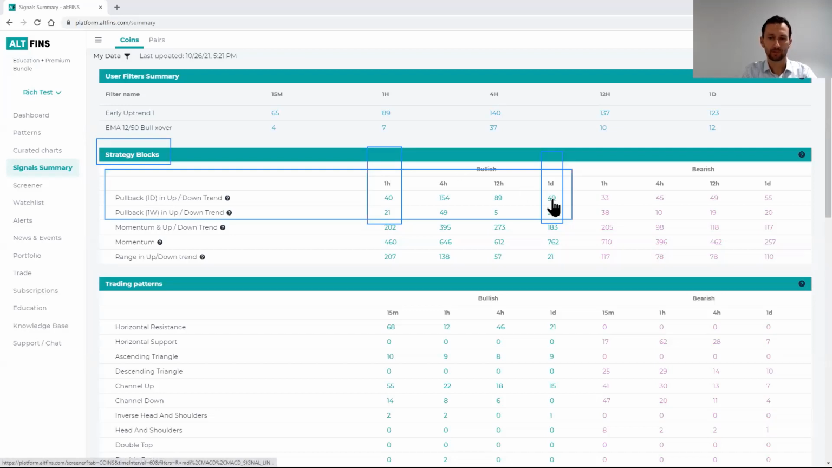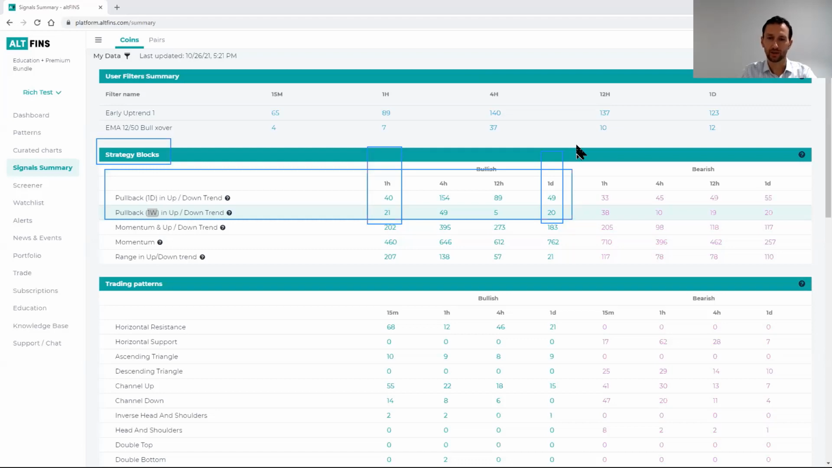That means that when I click on this link, I'll see coins that are in an uptrend, but are trading down for the last 24 hours. And that's the 1 day here. The second one, pullbacks with 1 week, is similar in that we're going to get, in our results, all the coins that are in an uptrend, but are down for the last week. Okay.